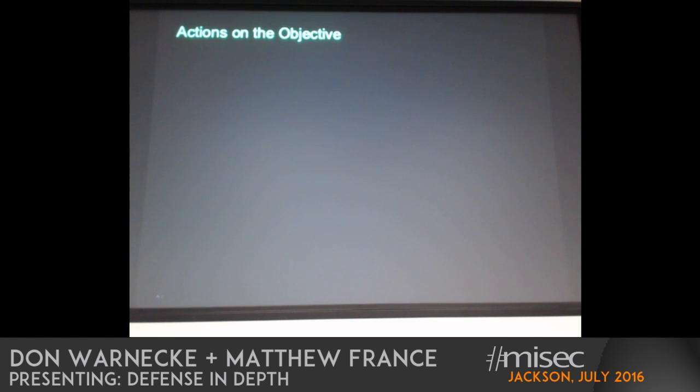So what about actions on the objective? This is the last category, right, of that cyber attack lifecycle. This is where you exfiltrate and repeat.